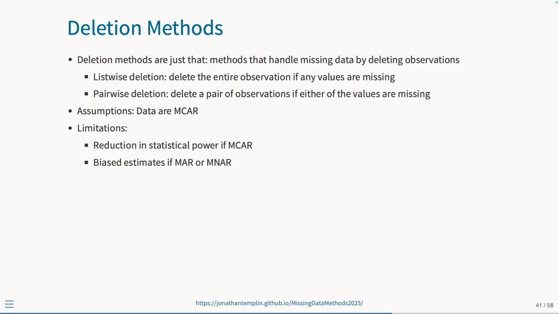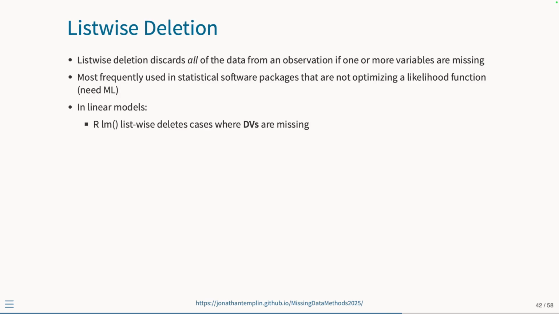If you use deletion methods, you're basically assuming your data are missing completely at random, and if you do that, you get less power. If they're not missing completely at random, then you bias your estimates. So listwise deletion is deleting all the data. Listwise deletes where independent variables are missing. So X is missing. Gotta fix that slide.